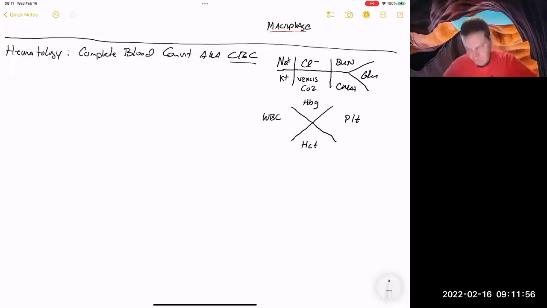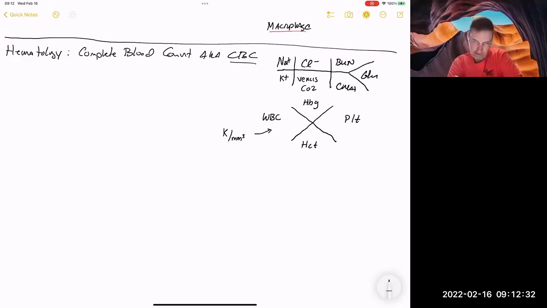All right. So the white blood count looks at the overall number of white blood cells, the white blood cell concentration in your blood. The WBC is reported in thousands of cells per cubic millimeter. So not cubic centimeter, but rather cubic millimeter, all right?